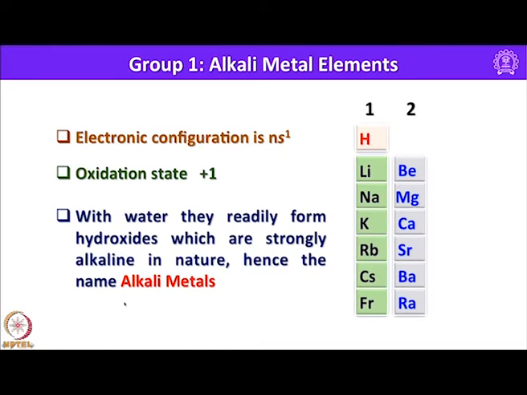Let us begin with group 1. Of course, in group 1 we have only 1 electron in the valence shell, and the oxidation state is +1. They do not show any other oxidation state other than +1. With water, they readily form hydroxides which are strongly alkaline in nature, hence the name alkali metals. So, all their oxides are basic in nature, and they react with water to give the corresponding hydroxides.